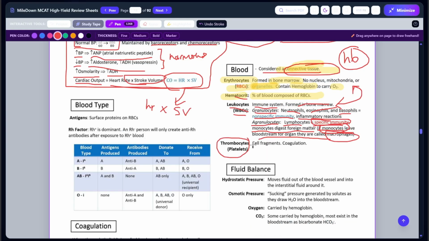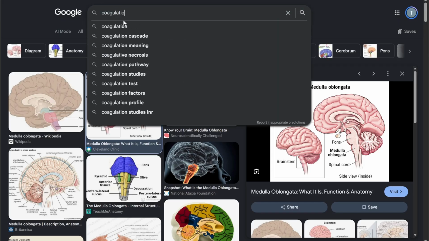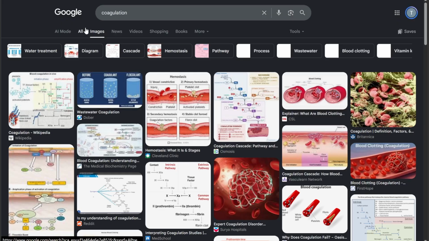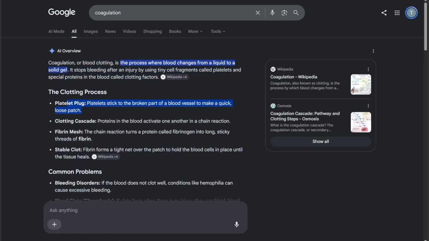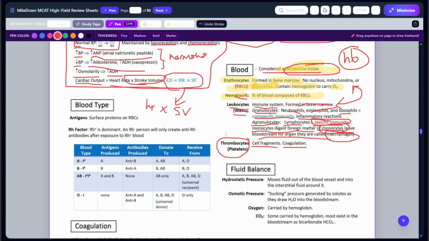Thrombocytes or platelets are cell fragments, and they're for coagulation. So that helps when you have blood clotting, a process where blood changes from a liquid to a solid gel. So if you ever have an injury, platelets and special blood proteins called clotting factors can act like a plug so that bacteria doesn't keep coming in, right? So I think of it as like scabbing kind of, or like blood drying up kind of, I don't know, but not really, I guess.